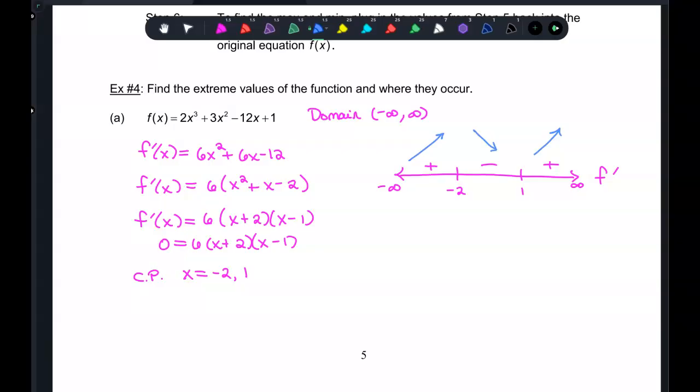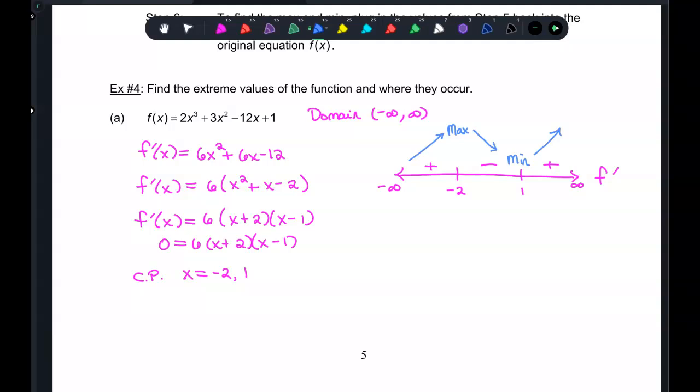So what does this tell us the cubic looks like? Right at the top where it switches, there is a maximum. At the bottom, there is a minimum. These are our relative maximums and minimums. Okay? Now, I'm not done because I need to know where.